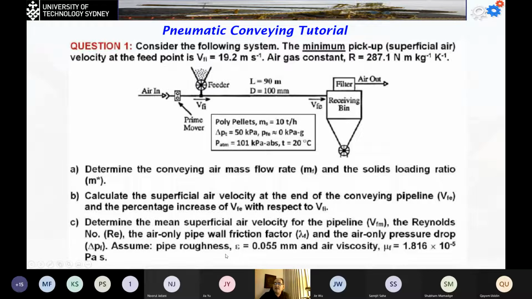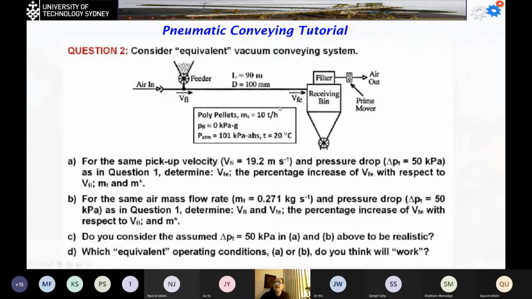Assume that we have the pipe roughness to be 0.055 millimeter, and the air viscosity is given as 1.816 multiplied by 10 to the power of minus 5 Pascal second. This is the first question. The second question is going to be about the negative pressure pneumatic system. In that case, for the same pickup we had earlier, same velocity at the entrance, and a pressure drop of 50 kilopascal.